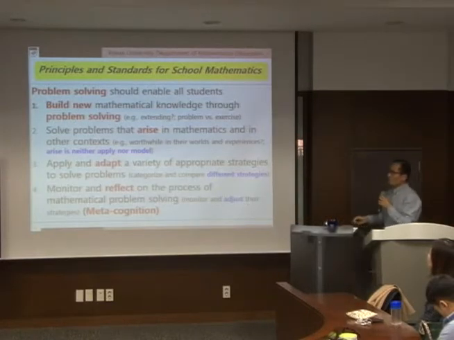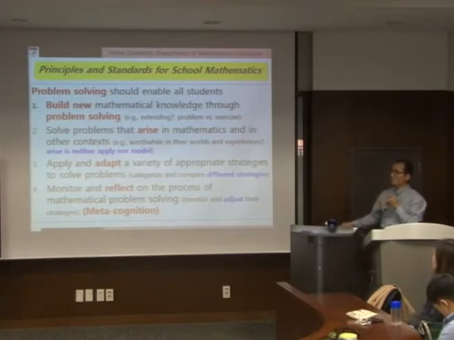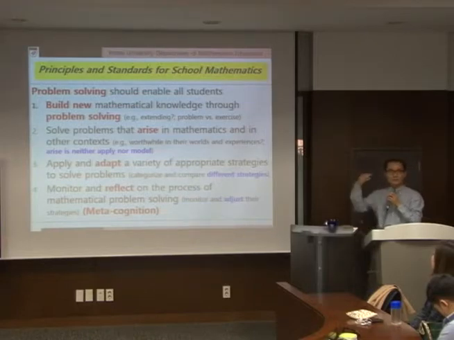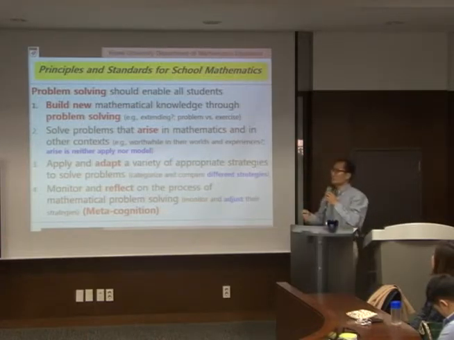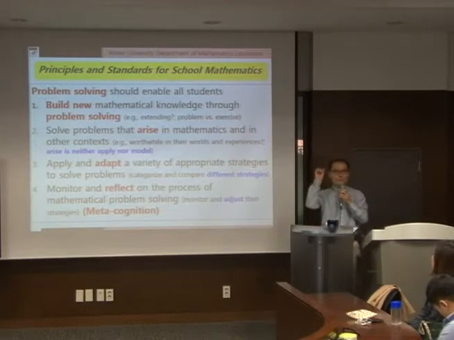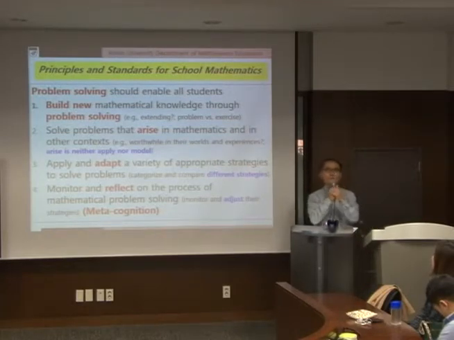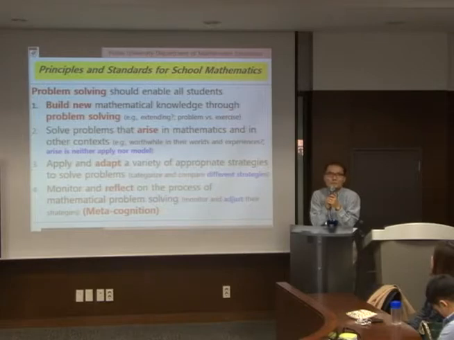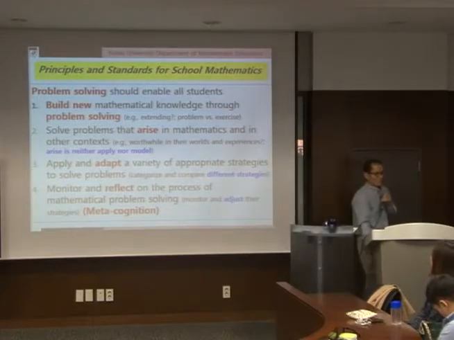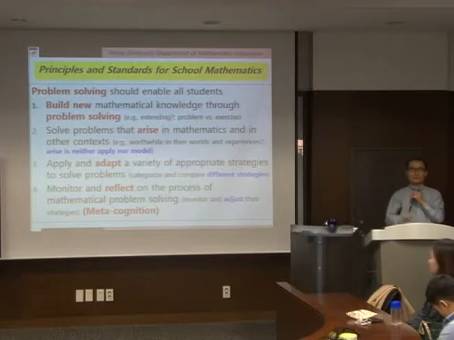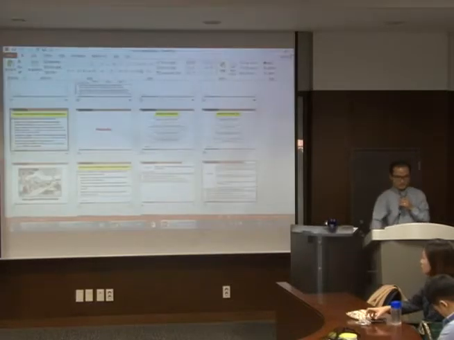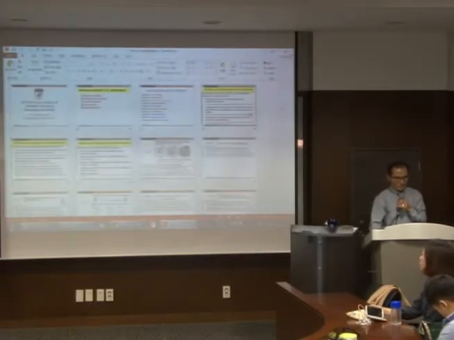And finally, monitor and reflect on the process of mathematical problem solving. Monitor and adjust their strategy. I emphasized at the beginning of explaining the category of problem solving, metacognition, right? In other words, cognition of cognition, this category. Now, do you understand better regarding the four statements in the category of problem solving? I hope. And based on this understanding, let's work on problem solving. Hope you understand better now.